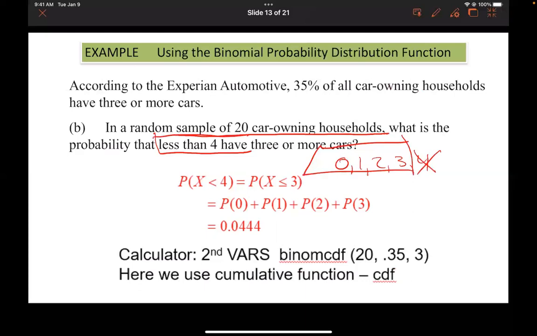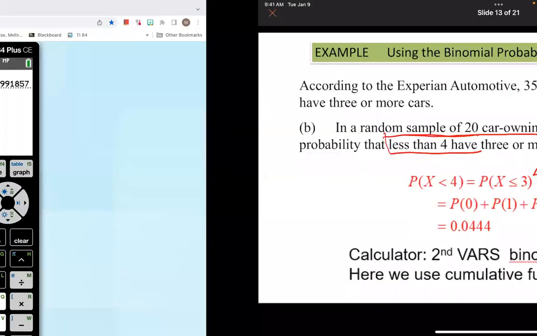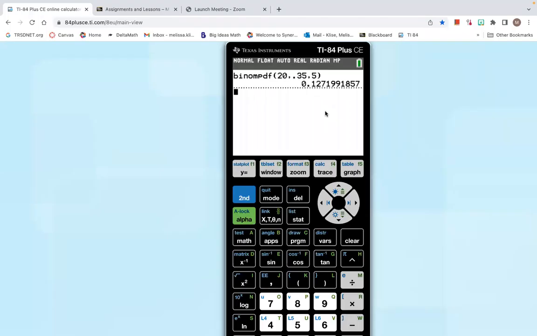So we're going to put 3 in for our binomCDF. I will show you on the calculator. Just remember the C means cumulative. That's how I always remember which one it is. Every time I say binomCDF in my head, I'm thinking cumulative. So let's do second vars and go down here to binomCDF. Our number of trials is 20. The probability of success is 0.35.